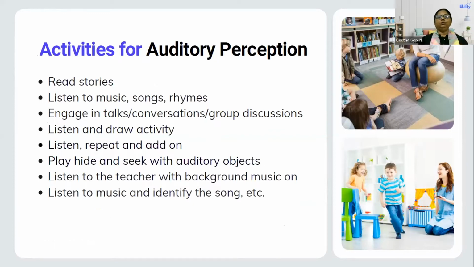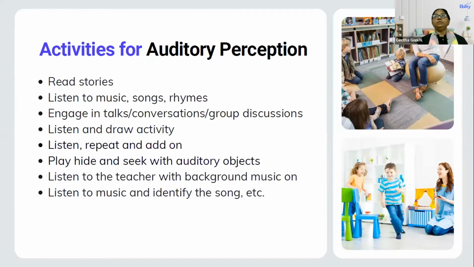I'll also come to auditory perception, because I know this is an area which, even in research, is much less researched as compared to visual perception. So what can we do to enhance auditory perception? One is read stories, listen to music, songs, rhymes, and as I said earlier, skip or beep certain words or certain sounds, and then encourage them to complete it or find the words that go with it. Or you can have open-ended songs where it's a rhyme and they have to keep on adding to the rhyme. Engage in talks, conversations, and group discussions.